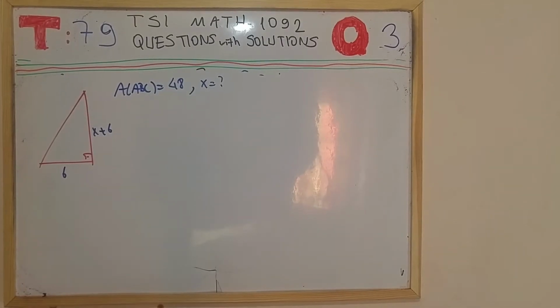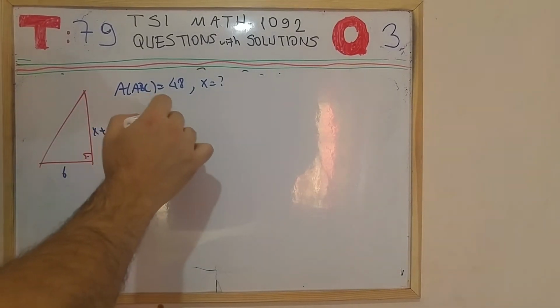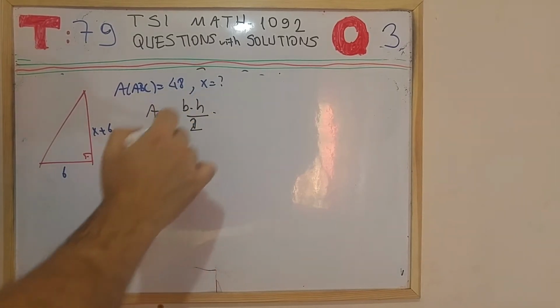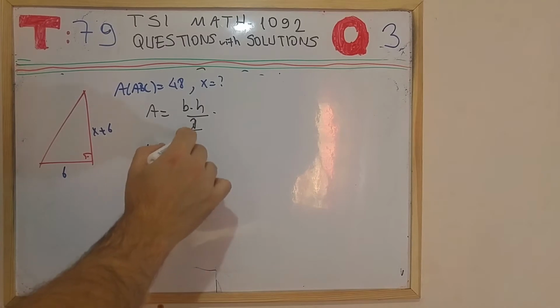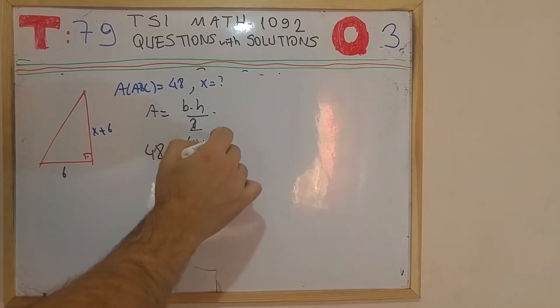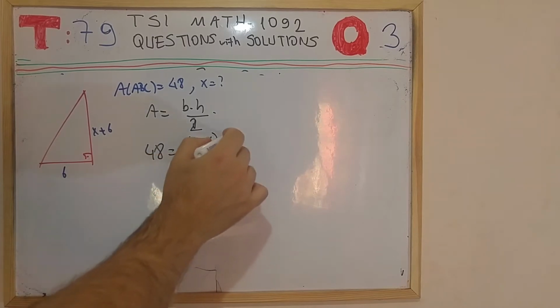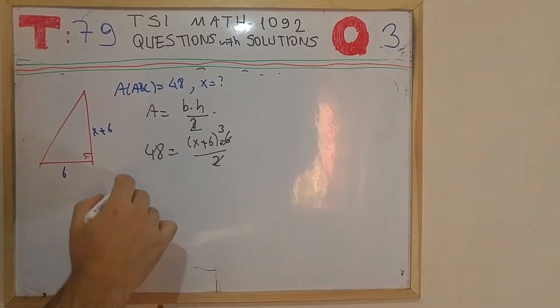Area of a triangle is equal to half of the multiplication of the base and height. Therefore, 48 is equal to x plus 6 times 6 over 2. So this will be equal to 3.